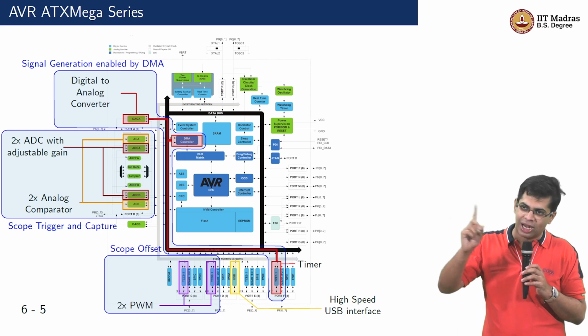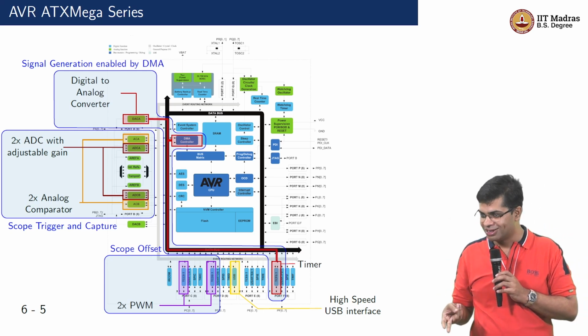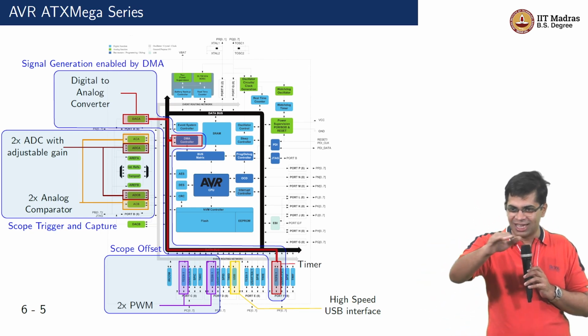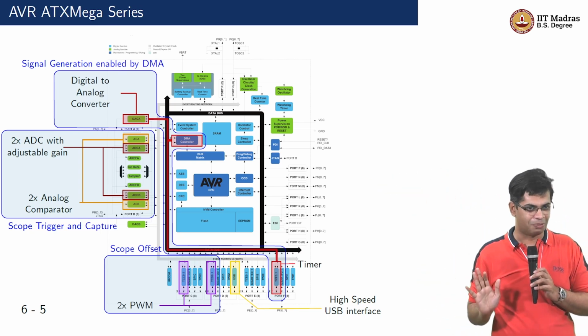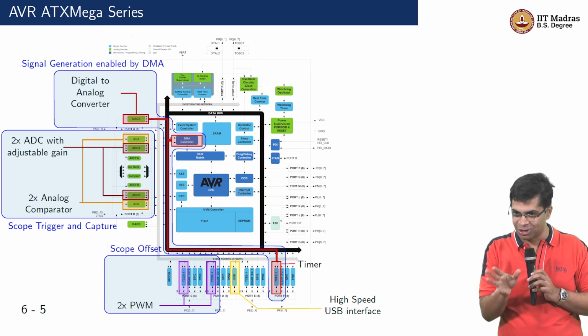Next, it has only one comparator. It does not have two comparators. If you had two comparators, then it's easy. For each channel, you have the trigger and you have its corresponding comparator. Here you have only one comparator. So we had to do something to use that.